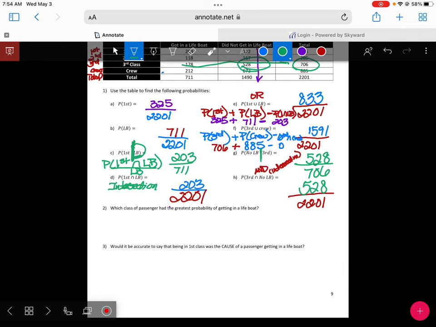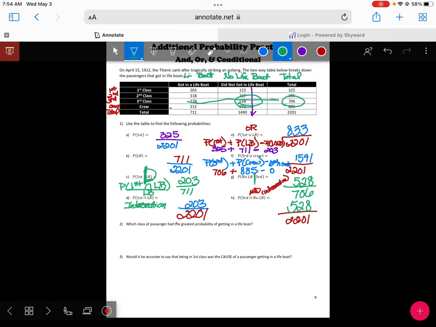All right, let's see if we can get these last questions done, and we'll do the next one tomorrow. So it says, which class of passengers had the greatest probability of getting in a lifeboat? Which passengers had the greatest probability of getting in a lifeboat? Let's see. Getting in a lifeboat. All right.